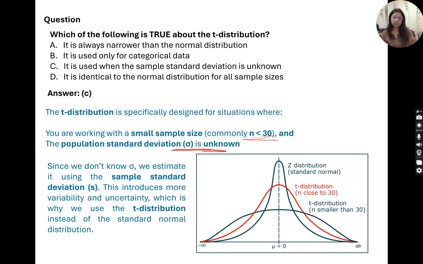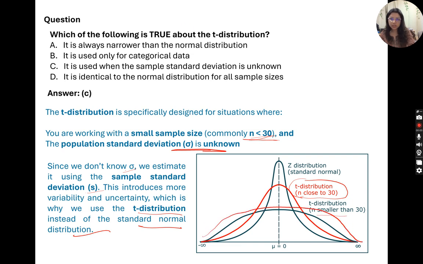So if the readings are n equal to or less than 30, there we use these t distribution curves. Since we do not know the population standard deviation, we estimate it using the sample standard deviation. This introduces more variability and uncertainty, which is why we use the t distribution instead of the standard normal distribution. If we look at the curve of the t distribution and other distributions, in red is a t distribution in which n is close to or less than 30. If it is much smaller than 30, the t distribution looks very wide.